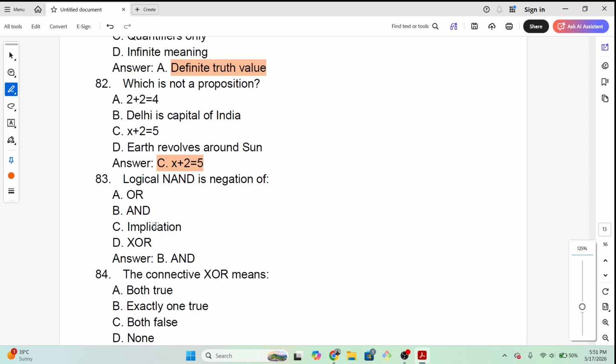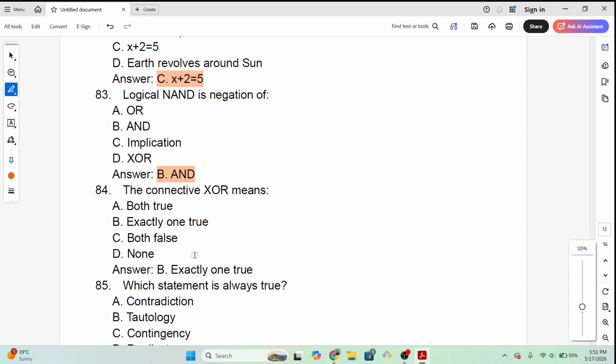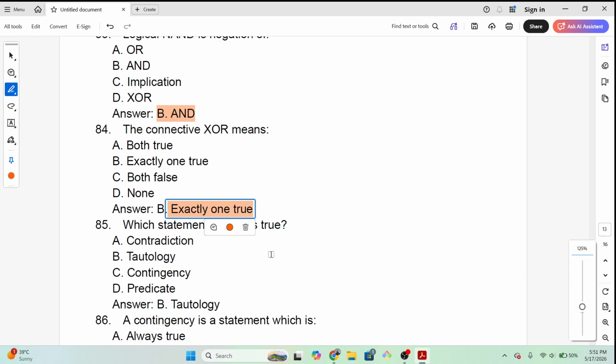Logical and is the negation of the word and, okay. The connecting word means exclusive or. Exclusive or means exactly one thing. Okay.